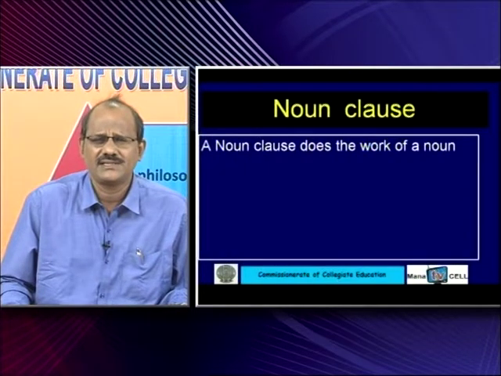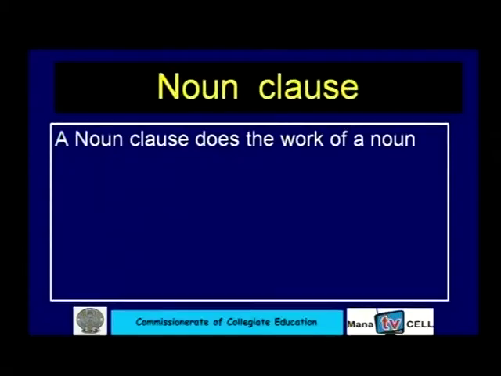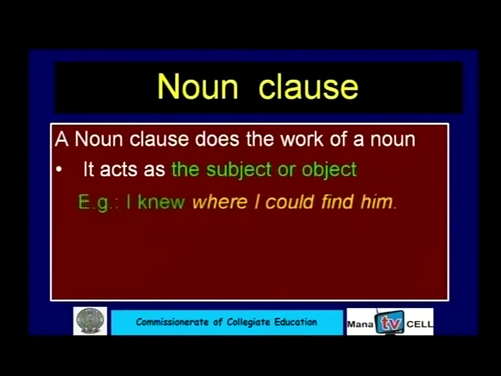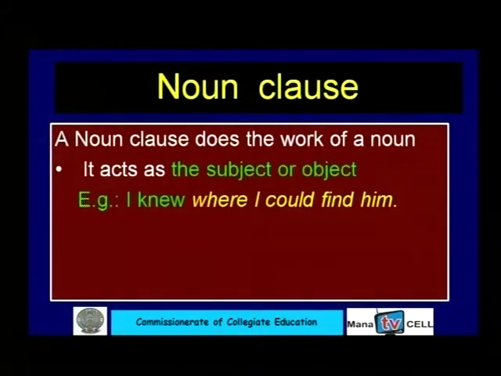What is a noun clause? A noun clause does the work of a noun. For example, it acts as the subject or object in a sentence. I knew where I could find him. Here, where I could find him is a clause and it is in the place of the object.